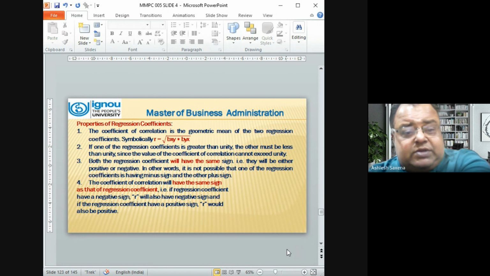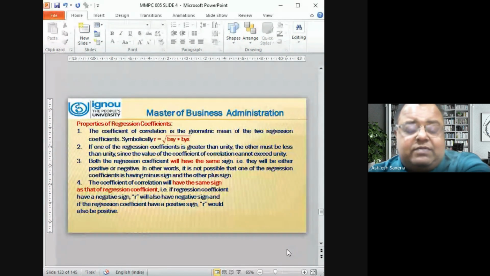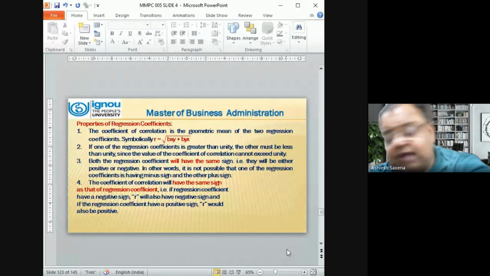In other words, it is not possible that one of the regression coefficients has a minus sign and the other has a plus sign. The coefficient of correlation will have the same sign. The sign of bxy and byx will be the same sign as r. That is, if the regression coefficients have a negative sign, r will have a negative sign, and if they have a positive sign, then r will be positive.